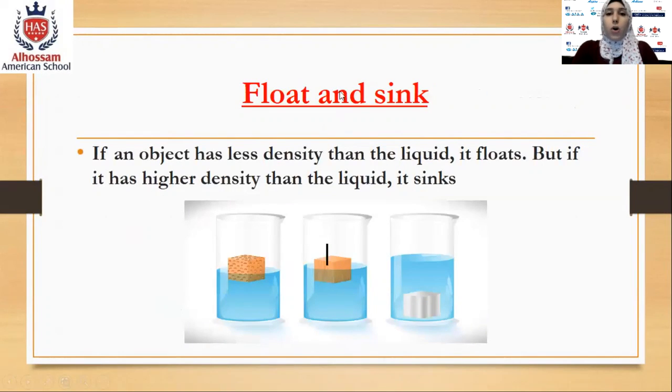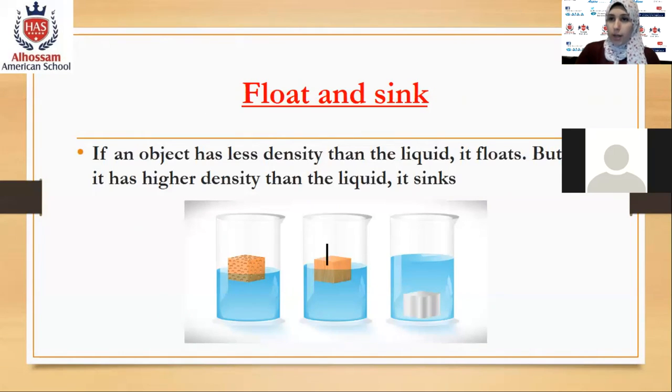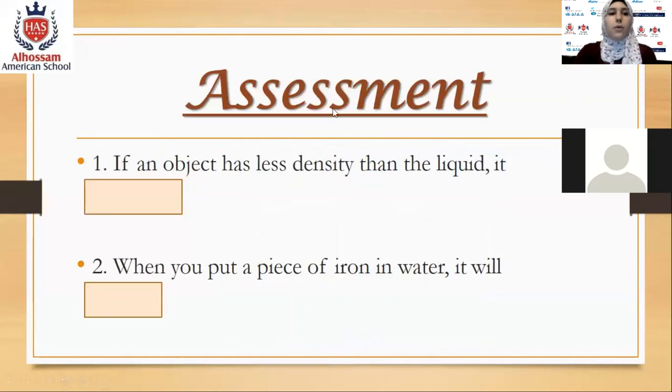Now we are talking about float and sink. If an object has less density than the liquid, it floats. But if it has higher density than the liquid, it sinks. It's based on the density. If the liquid has high density and the object has low density, what will happen? The object floats. But if the density of the liquid is less than the object's density, it goes down, it sinks.